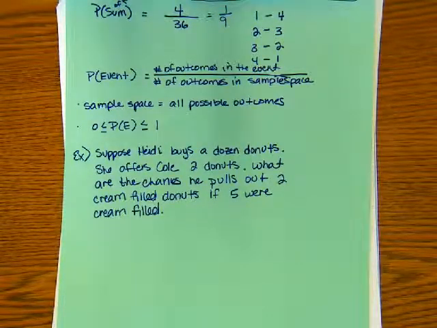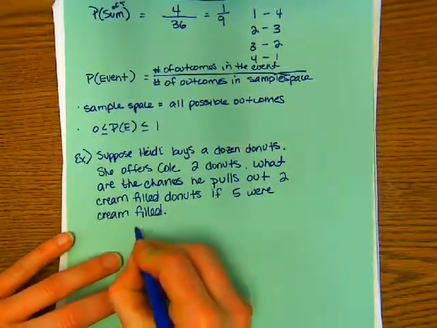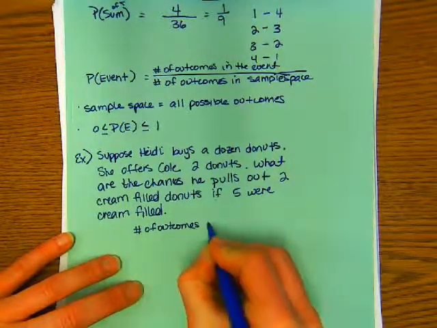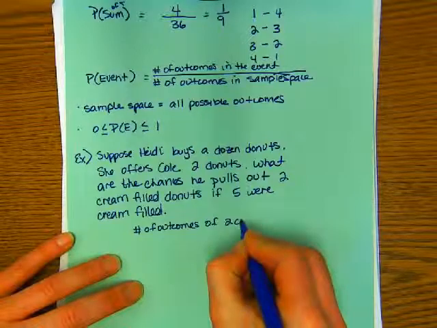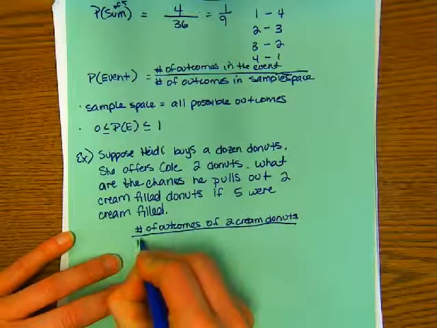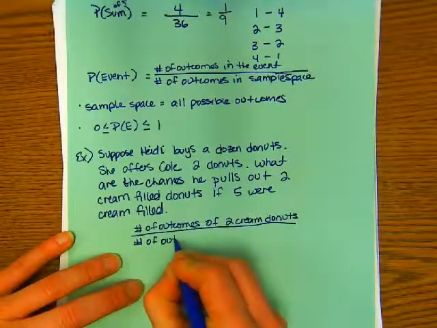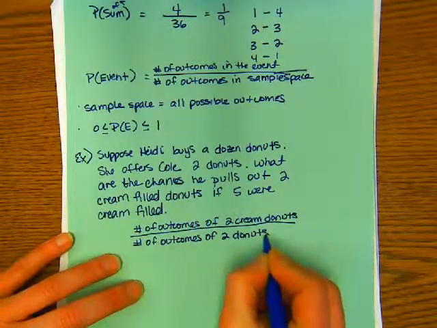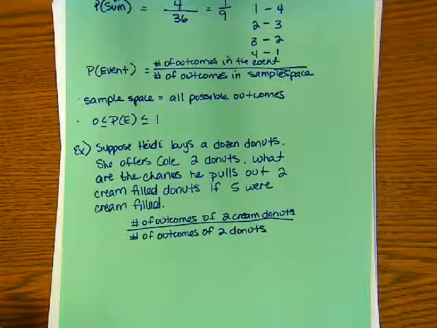Okay, so the first way is I want to know the number of outcomes of 2 cream donuts, and on the bottom, the number of outcomes of just 2 donuts. The difference between those is on top, I'm only choosing, because I'm only measuring how many cream-filled he's going to have, and on the bottom, I have to put all the different possibilities for donuts he could have.